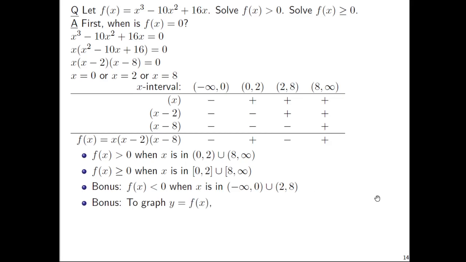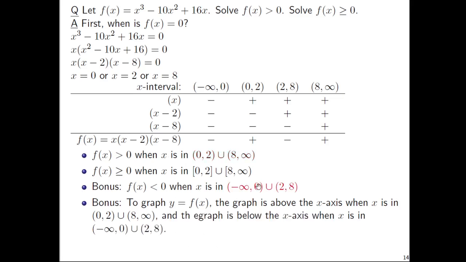As another bonus, we could graph. It wasn't in the question, but the point is the minus and plus signs let you know what part of the graph is below the x-axis, what part is above the x-axis, or where the y value is negative and where it is positive. Just to highlight it here, the graph is above the x-axis when x is in these intervals, and the graph is below the x-axis, or the y value is negative, when x is in these intervals. You can go ahead and click on a picture here. Let's do that to see what the graph looks like.